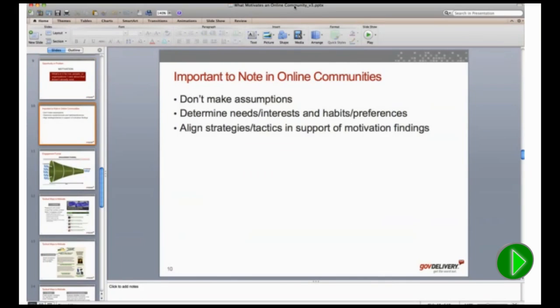So Lauren, if you could go to the next slide here, important notes on online communities. I'm actually looking at the presentation myself, so it looks like you've got that up. That's great.